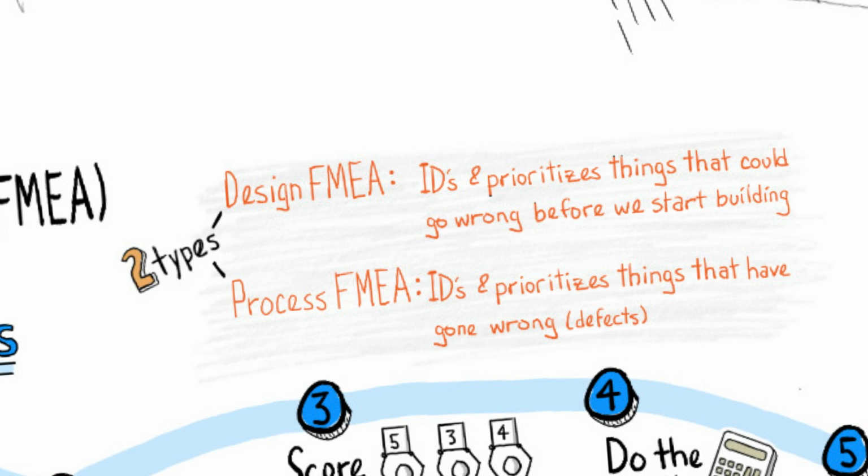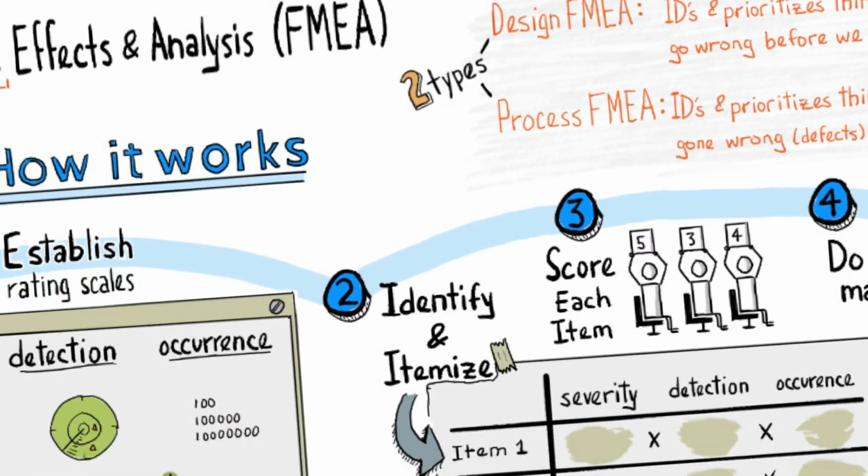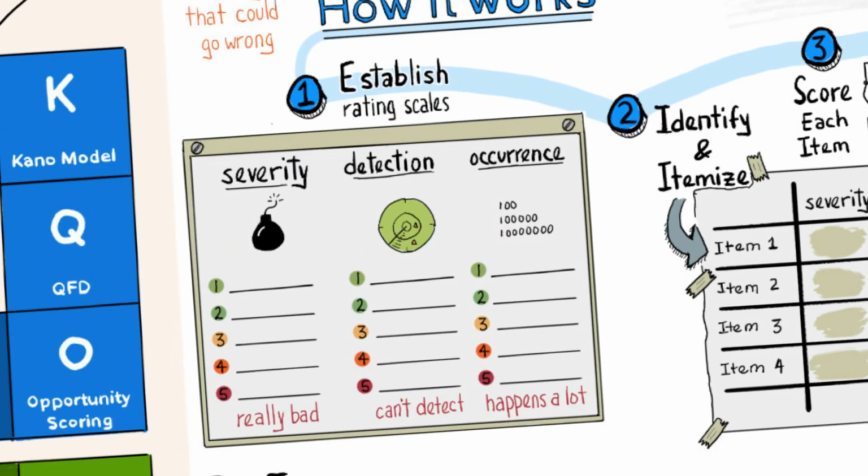The other is a process FMEA. And in manufacturing, when you have defects, or in software development where you have defects, you already have things that go wrong. How do you prioritize fixing them? And it's based on a couple of things. It's based on the severity, meaning how bad is it? The detection, meaning can you actually tell that something went wrong or not? And the occurrence, meaning how often it happens.